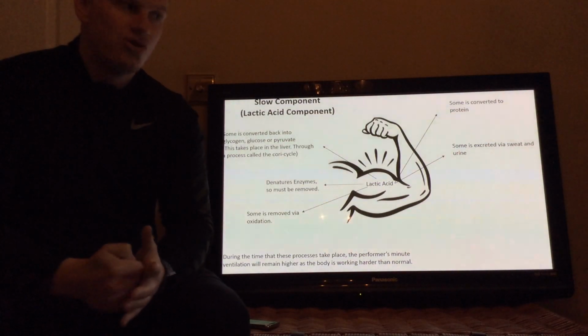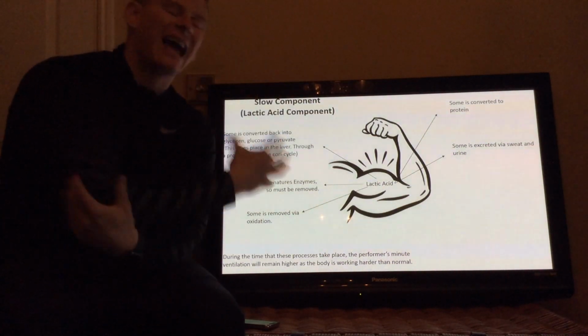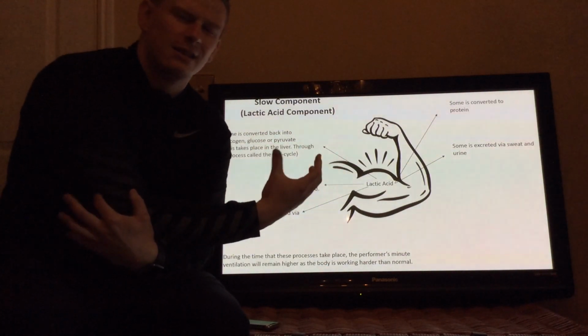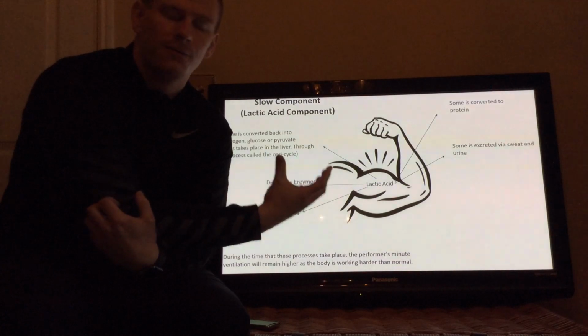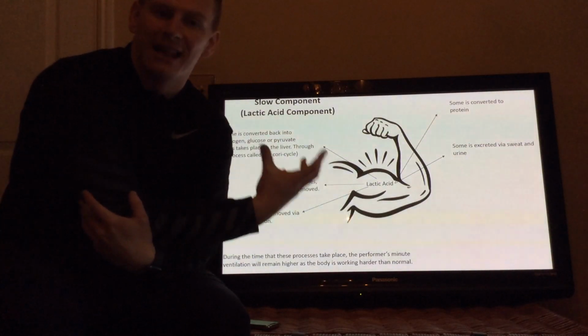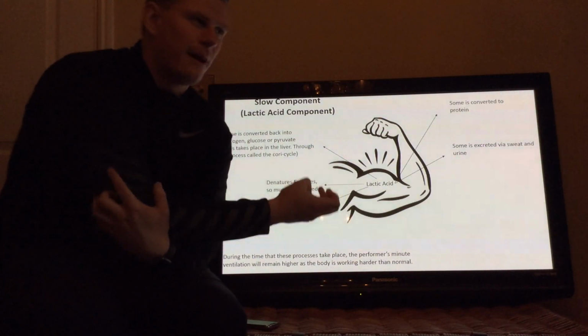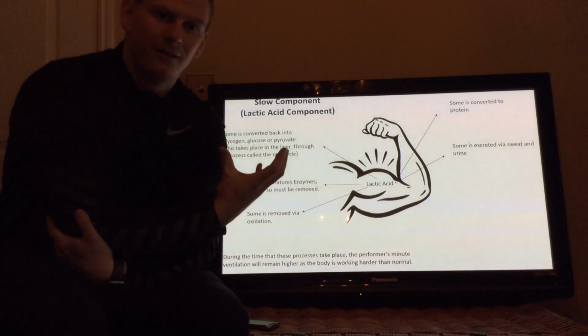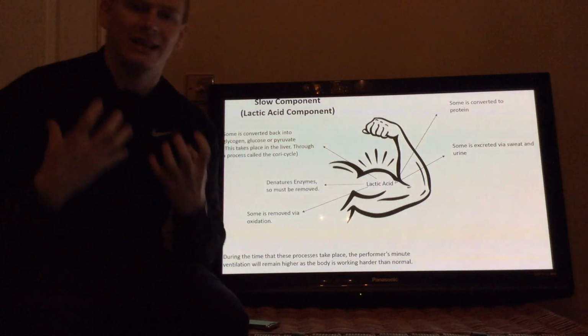Now, this whole process can be done in about an hour. Okay? It's where you remove your lactic acid. There's sometimes lactic acid left over, but the main process of it can take about an hour. Now, think about an hour after exercise. You're not sat there panting, right? You're not breathing really heavily.